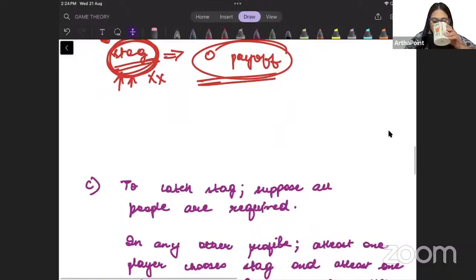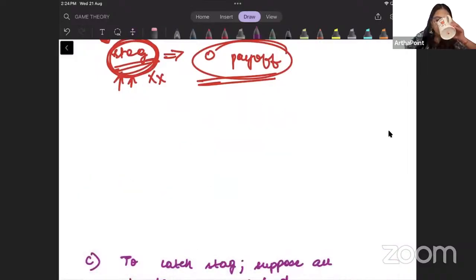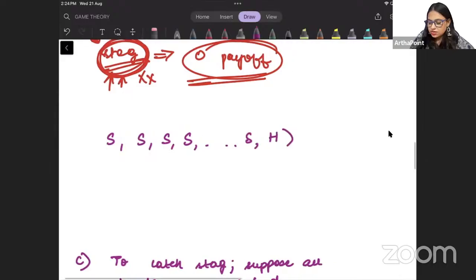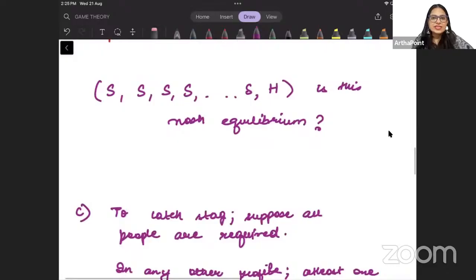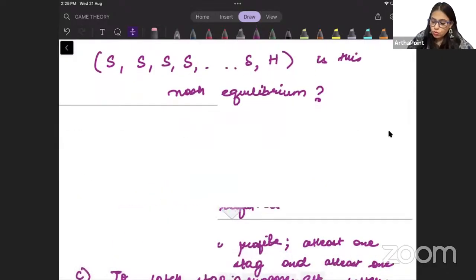Now, suppose I ask you: stag, stag, stag, stag, till stag, and one person looking for a hare. Is this a Nash equilibrium? No.